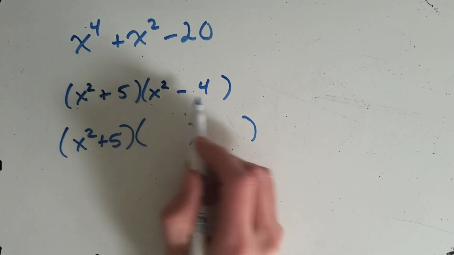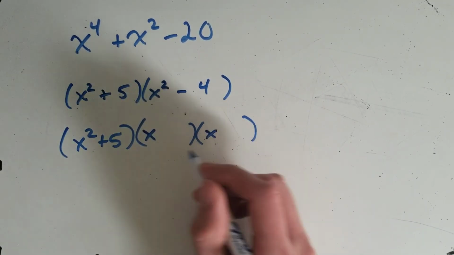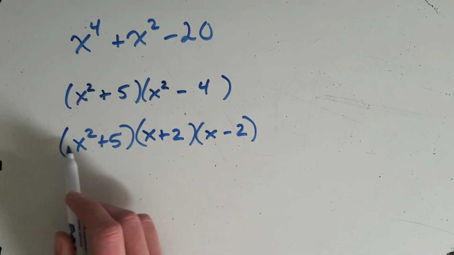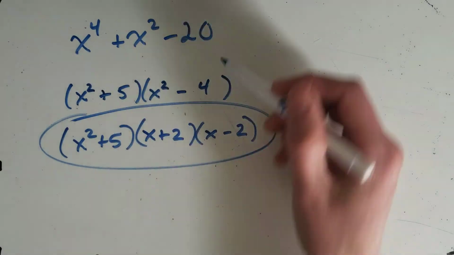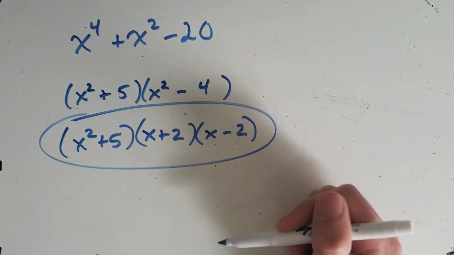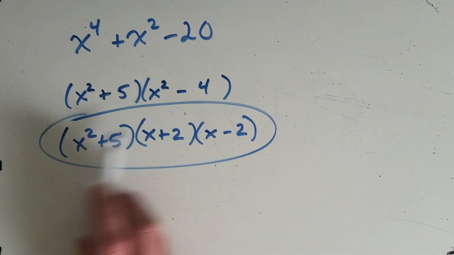X squared is a perfect square, 4 is a perfect square, so your a is x, your b is 2. So this is what your final factored form should look like. First you use a trinomial, then one of the two binomials that we were left with from the trinomial was a difference of squares, so that factors down even further. And here's our final factored form.